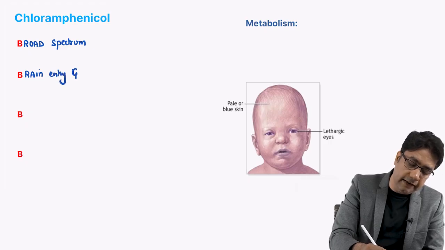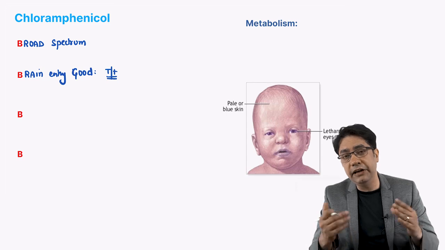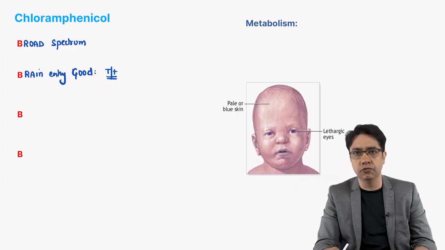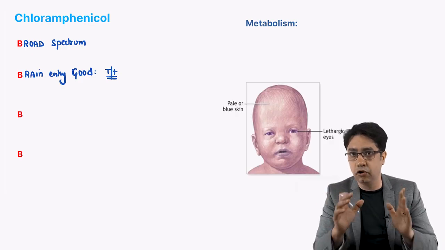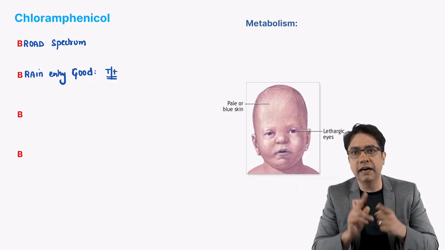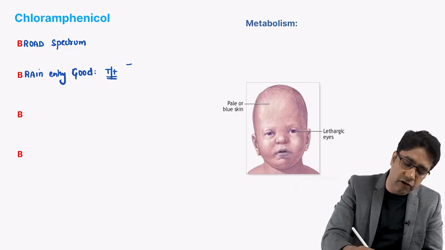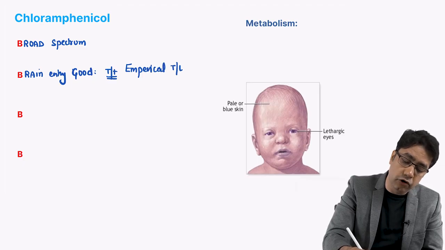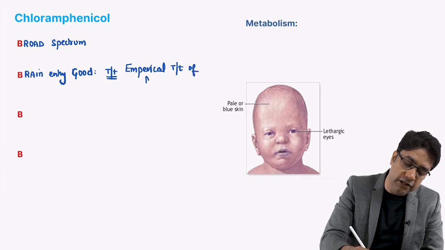So if it is entering into the brain in a very good amount, can we say it's a broad spectrum drug? Entry into brain is very good. Don't you think if a patient of meningitis comes to you and right now you don't know which bacteria has caused this meningitis, you need a drug which should be a broad spectrum drug, which should kill all types of bacteria and which has a very good entry into the brain? That is why chloramphenicol is very much given for empirical treatment of meningitis. Empirical means when we don't know which bacteria has caused it.